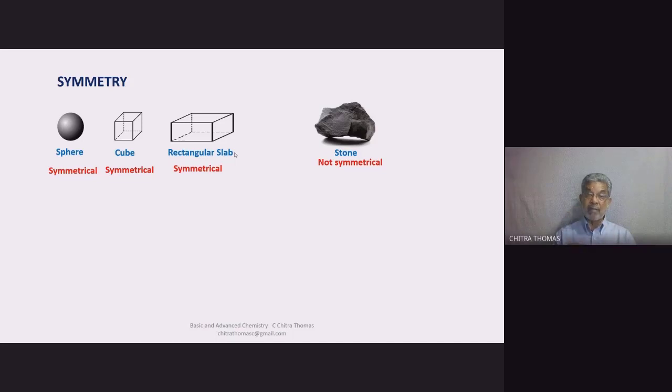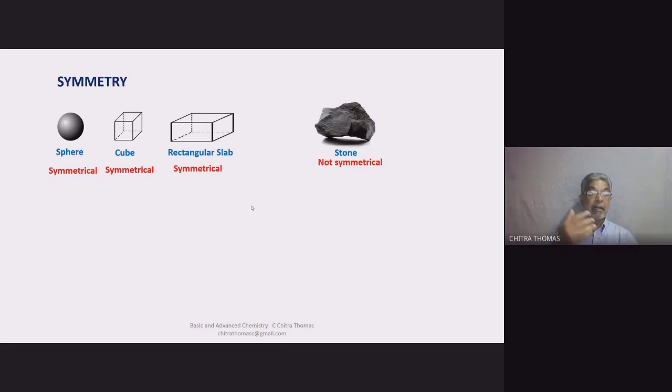But if I press further and ask you to tell me why you said that the cube is more symmetrical than the rectangular slab and the sphere is more symmetrical than the cube, then you will be at a loss for words. You won't be able to put your instinctive feelings into words. It's not that easy to explain these facts.